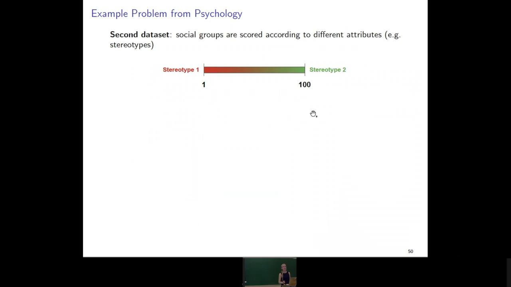To do that, we need a second data set. In this second data set, the social groups are scored according to different attributes, in this case, stereotypes. We have scores ranging from 1 to 100, where 1 is for the first stereotype and 100 is for the second stereotype. As an example, imagine you have the social group artists, on the scale from masculine to feminine. Maybe you'll say they score 65 because artists are maybe a little bit more feminine. I don't know if that's my personal opinion, but that's what people said. Then the next is conservatives on the scale from traditional to modern. Maybe you give them a score of 17 because you consider they're more towards traditional than modern.